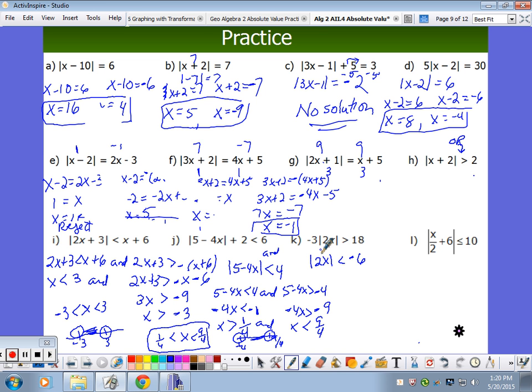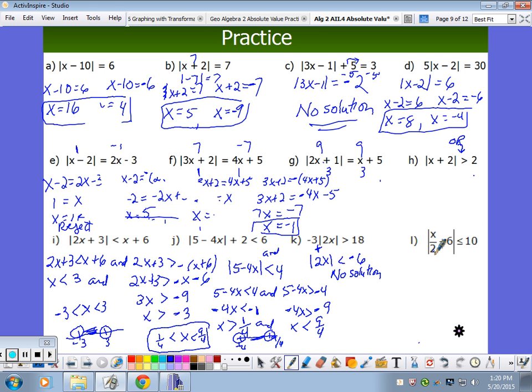Absolute value, a positive number will come out of here. Is a positive number ever smaller than negative 6? Oh, so I can stop right now. Phew, save some time, right? Save a little time with that. So think about it. Always kind of like, this doesn't make sense. Especially if you're seeing negatives and stuff like that.